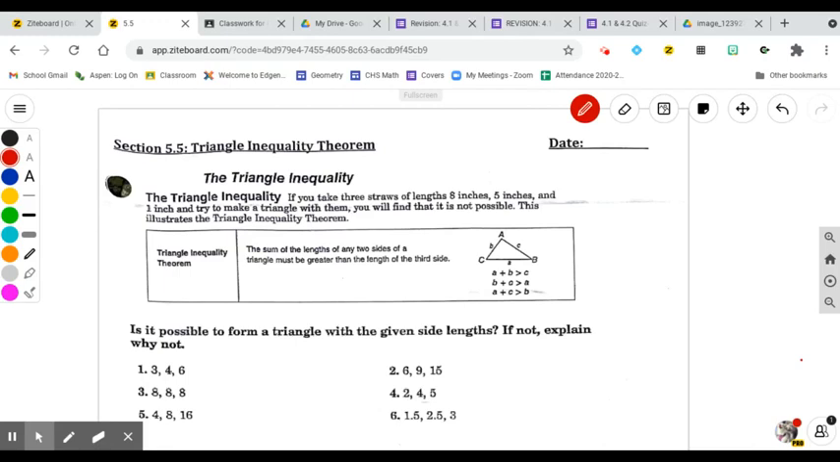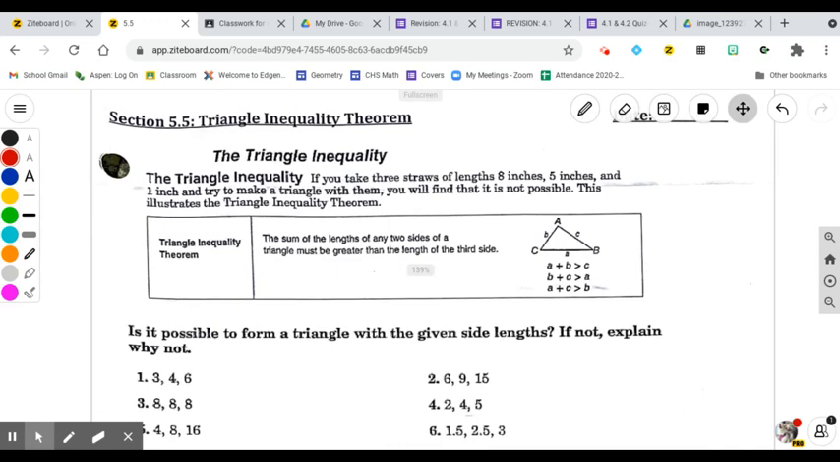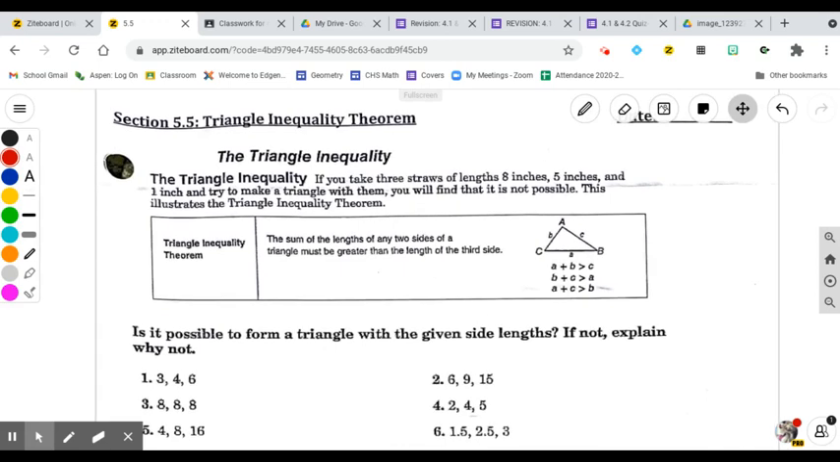Hey everyone, so today's lesson is on the triangle inequality theorem. This section is super easy, maybe even easier than the last one. And this is the theorem right here.